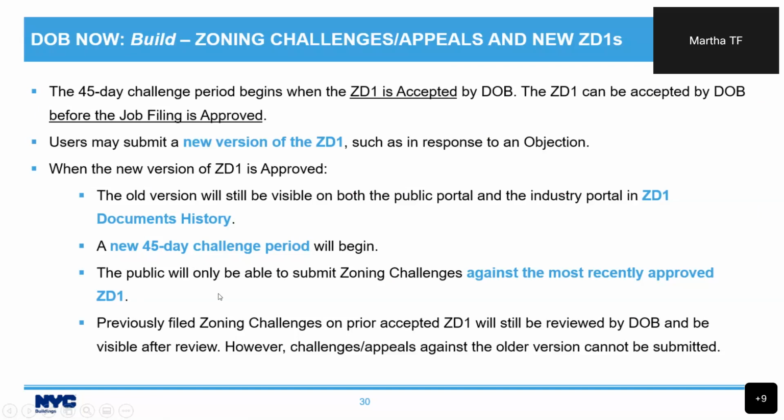The public is only going to be able to submit zoning challenges against the most recently approved ZD1. Any previously filed zoning challenges on prior accepted ZD1s will still be reviewed by DOB and will be visible after review. However, new challenges or appeals against the older version cannot be submitted.